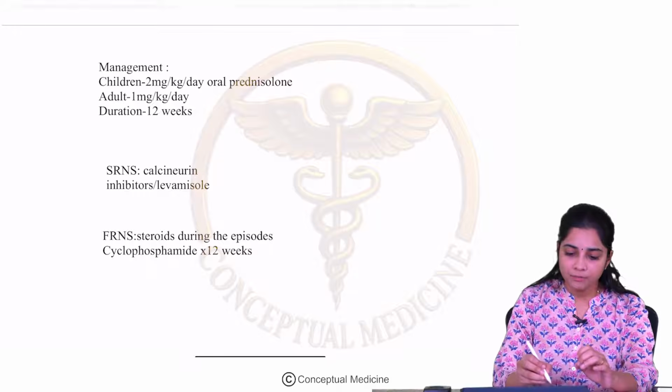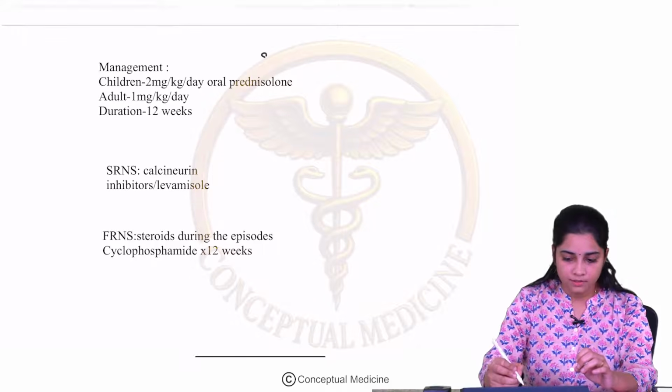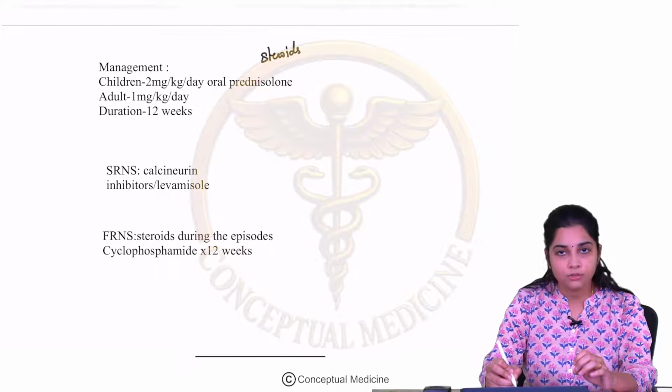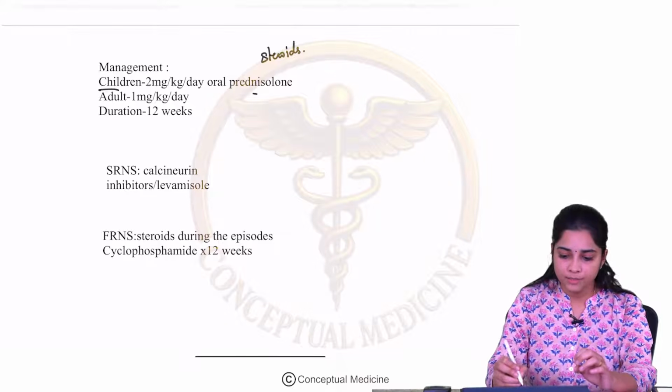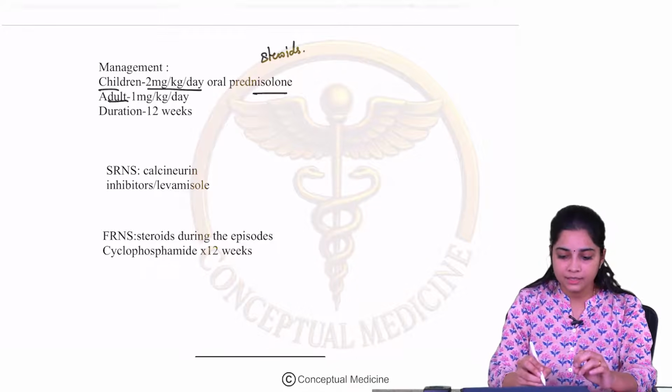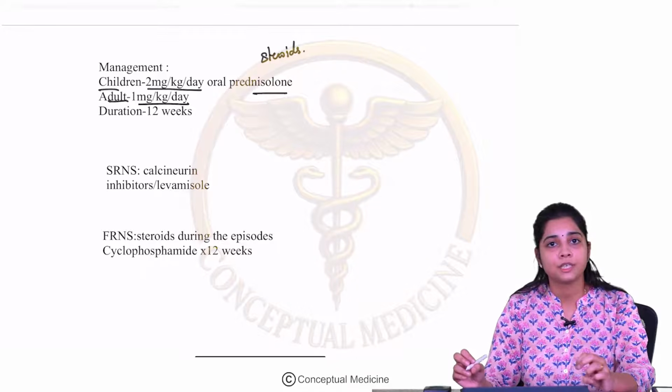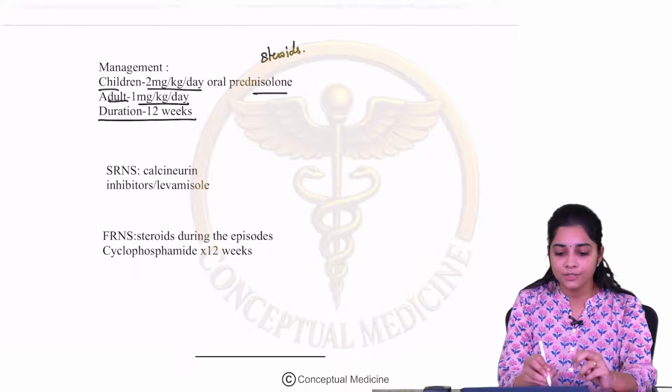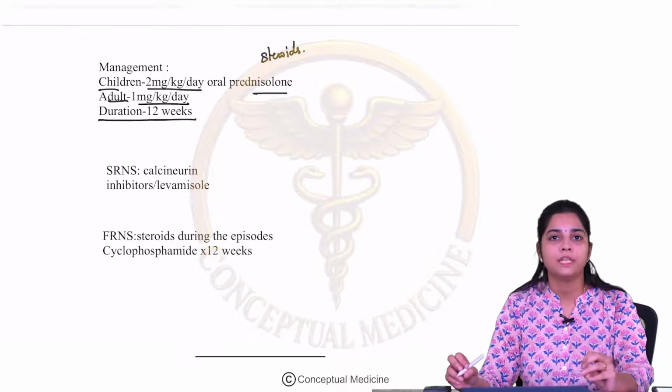So the management of minimal change disease involves steroids. That is the cornerstone of management. In children, prednisolone is given at a dose of 2 mg per kg per day. In adults, it is given at a dose of 1 mg per kg per day. And the duration of treatment is up to 12 weeks.